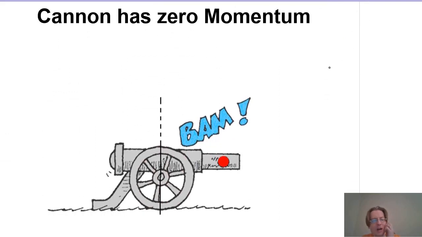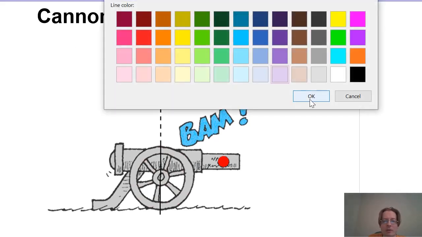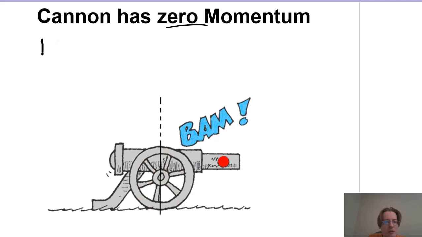Here's an example. A cannon, before it's fired, has 0 momentum. I can tell because although it has a big mass, it has no velocity yet. So 0 momentum. Afterwards, the cannon also has 0 momentum. It has, in fact, 0 momentum before and after it's fired. How does that make sense?